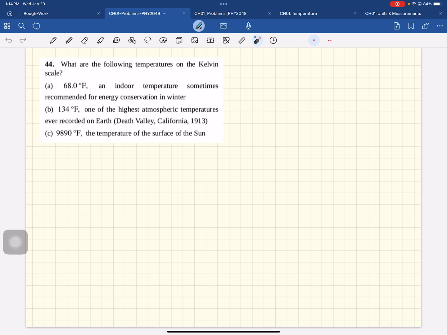Okay, so what are the following temperatures on the Kelvin scale? Let's say we'll do this one, or we'll do this one. Whenever you have the temperature in the Fahrenheit scale, you have to first convert it into the Celsius scale and then to the Kelvin scale.